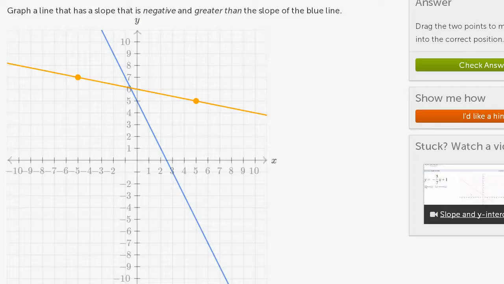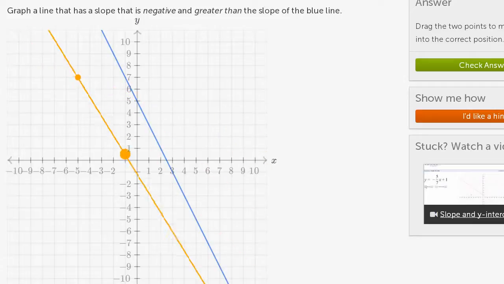As x is increasing, your blue line is going down. Over here, when x has negative values, your y value is quite high. And here, when x has positive values, your y value has gone all the way down. So this has a negative slope, but we want to have a slope greater than this one. So we still want to have a slope that is negative. My orange line currently has a negative slope, and greater than the slope of the blue line. So it has a negative slope, but it is less negative than this blue line right over here.